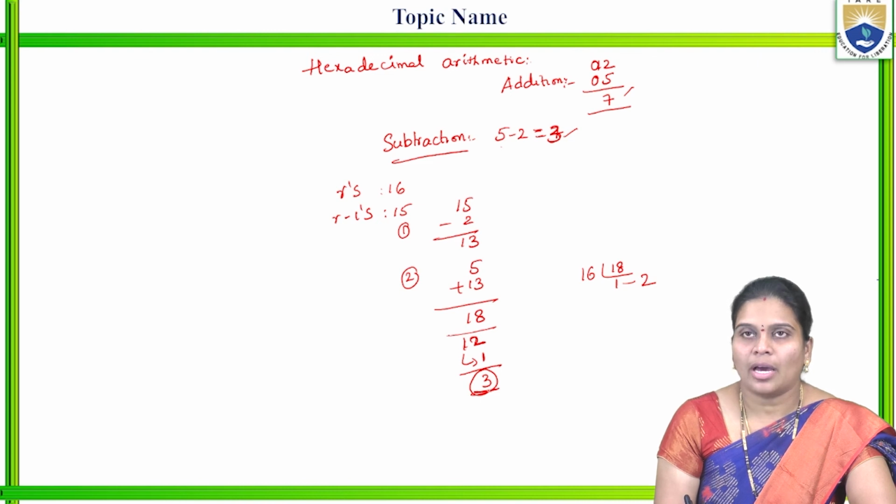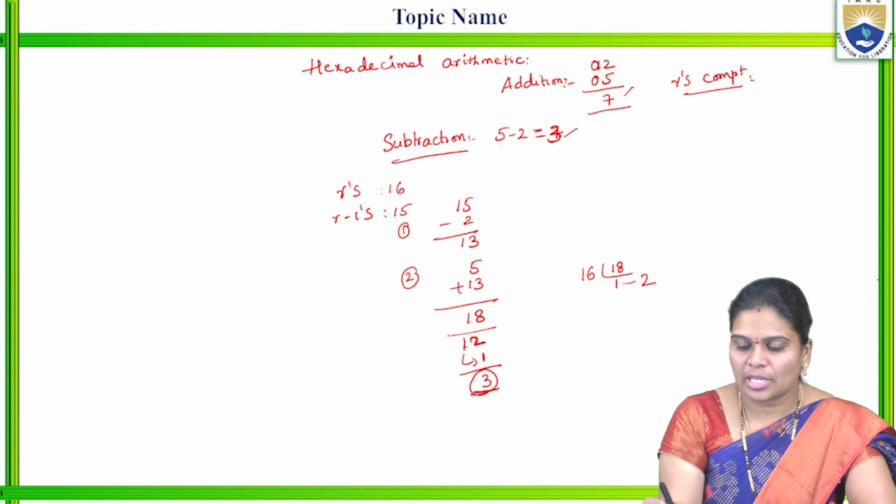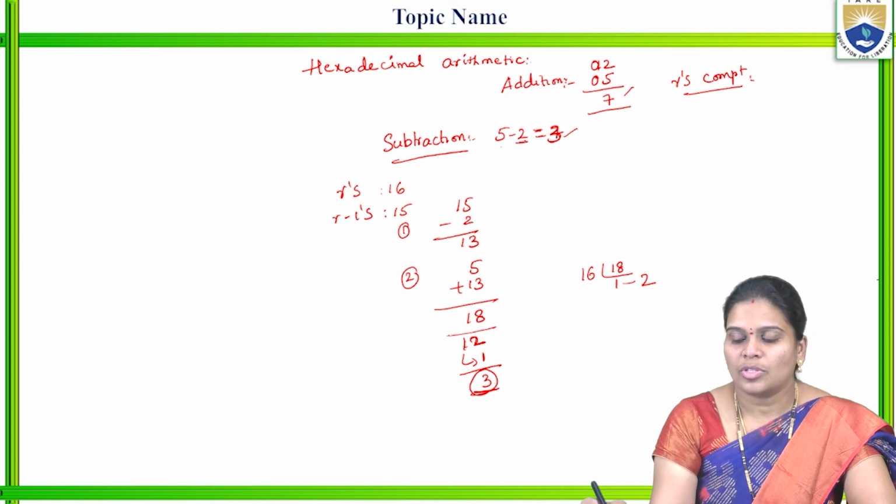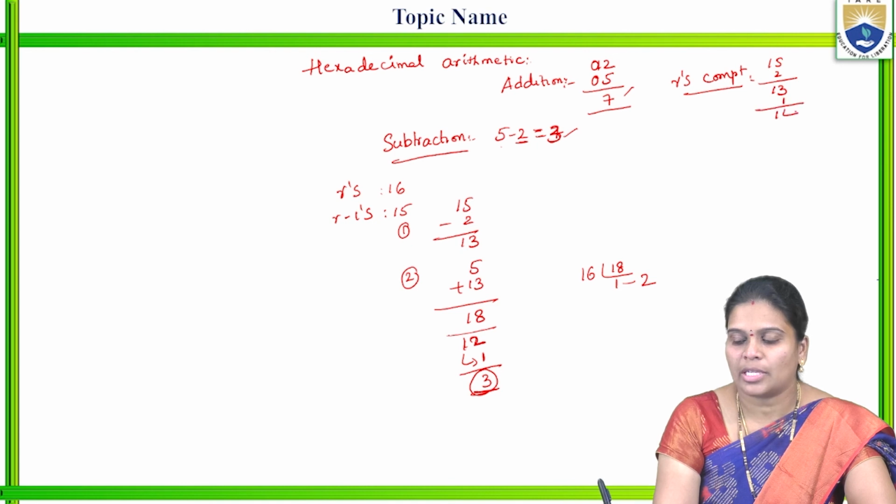Now we apply the r's complement, that is the 16's complement. The subtrahend value is 2. First apply the 15's complement of that one: 15 minus 2 is 13. Now for the 16's complement, add 1 to the LSB, that is 14. This is the first step.